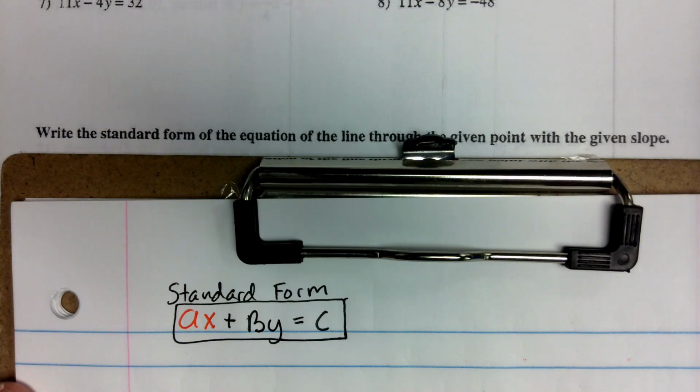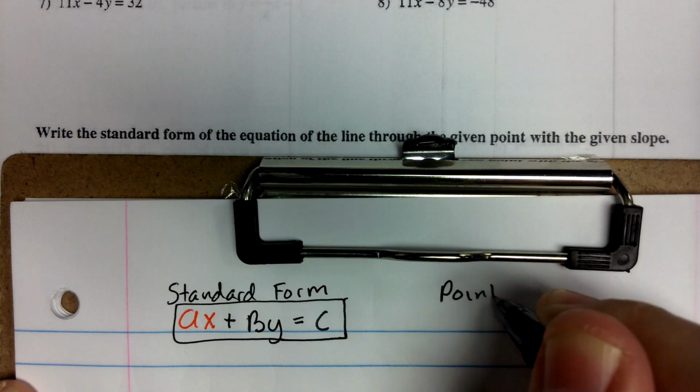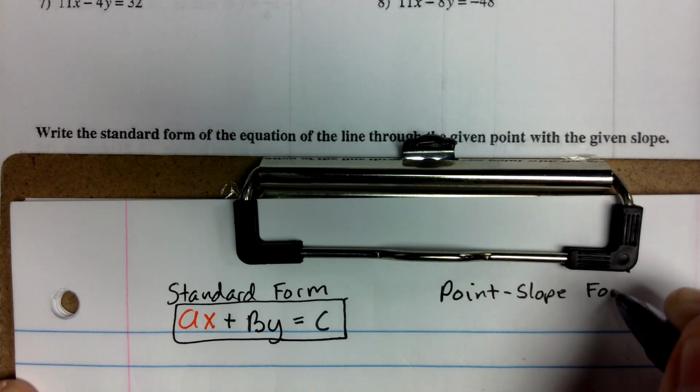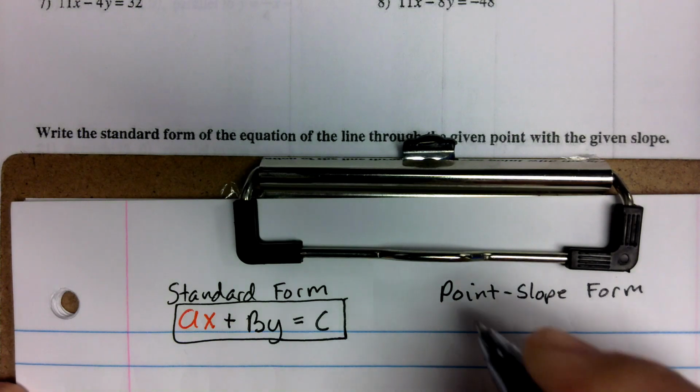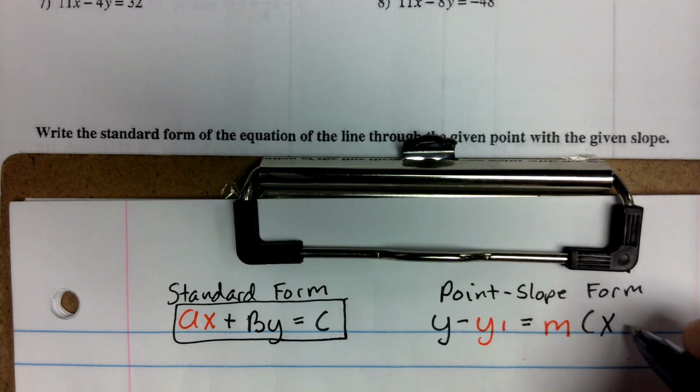What we call the point slope form. And the point slope form, I'm going to write that right here, point slope form is going to be y minus y1 is equal to m times x minus x1.